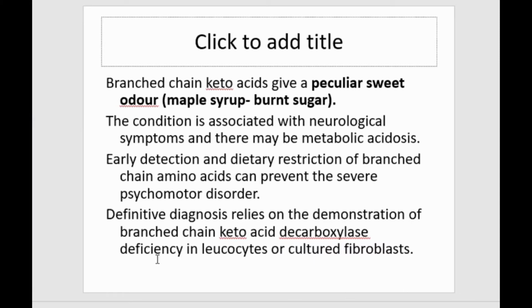So these are easily available. Leukocytes or fibroblasts that are cultured, you can utilize them and demonstrate the deficiency of branched chain keto acid decarboxylase, which will be diagnostic.